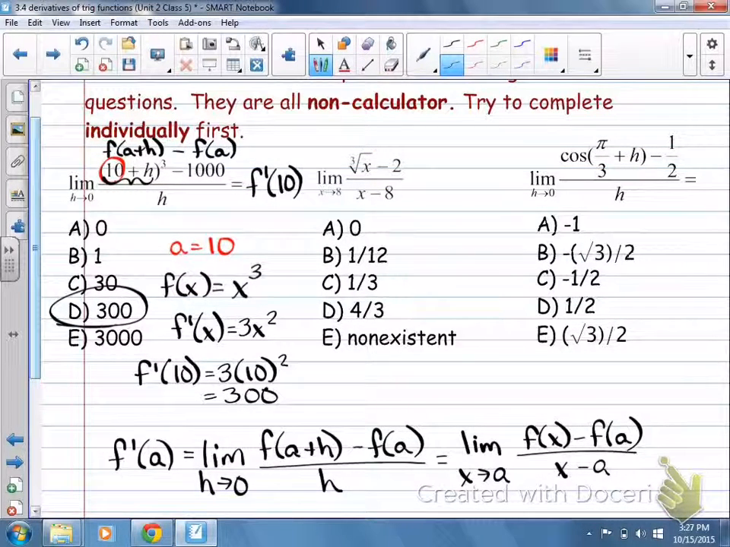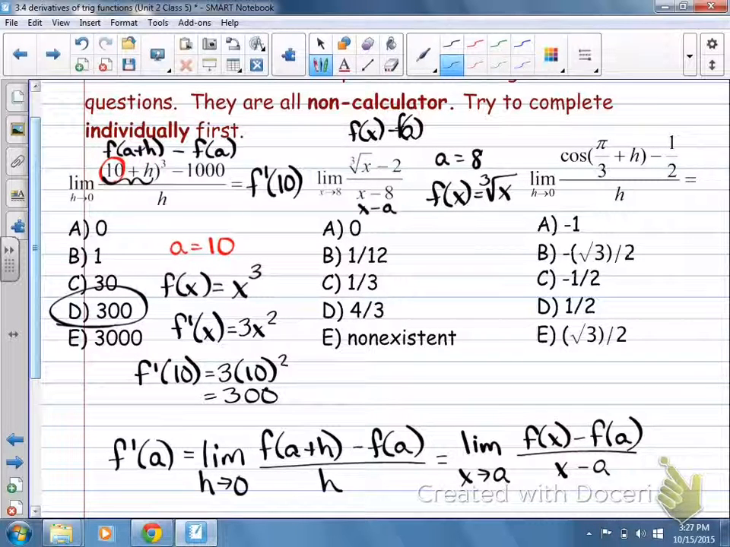Okay, so hopefully you've tried the other two questions, and now you're just checking your answers. So this form tends to be a little bit easier for people to see because you have f of x minus f of a over x minus a. So a here is 8. F of x is the cube root of x.